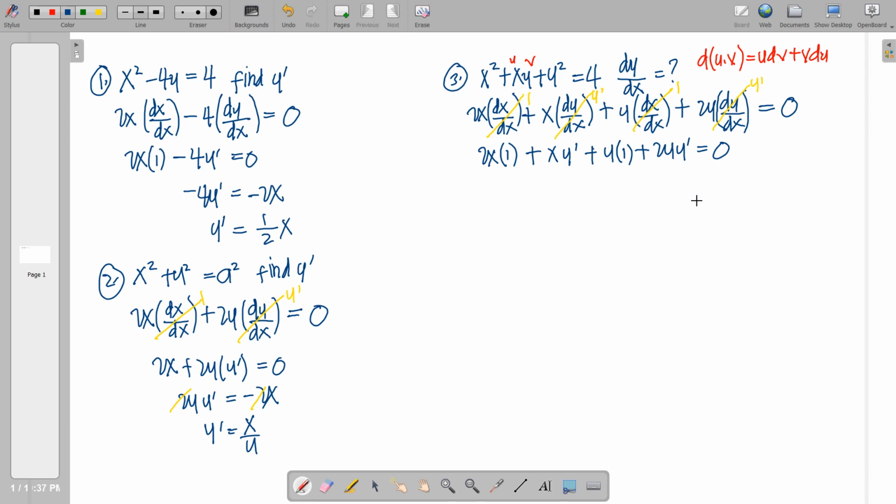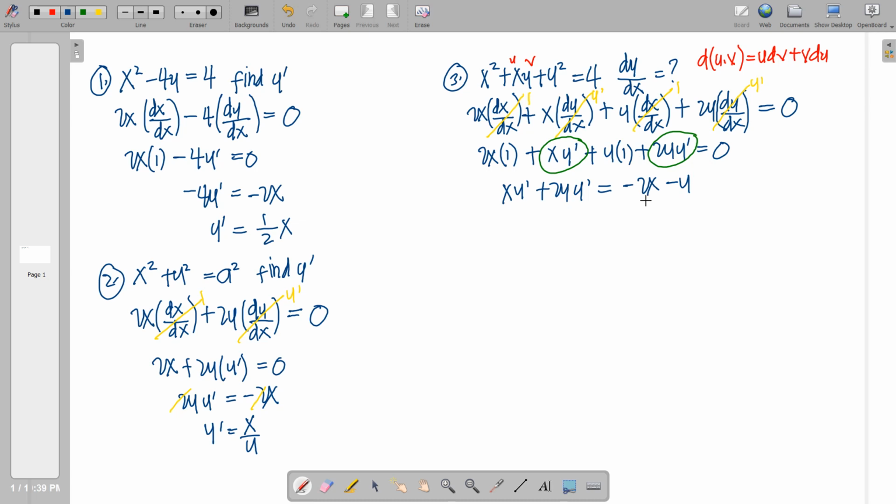Of course, if we are going to solve for y prime, we're going to group this algebraic equation so that y prime will be isolated on one side of the equation. So obviously, all the expressions with y prime will remain on the left side of the equation, and all those without y prime will be transposed to the other side of the equation. So we have this as our left side, retaining x y prime and 2y y prime.